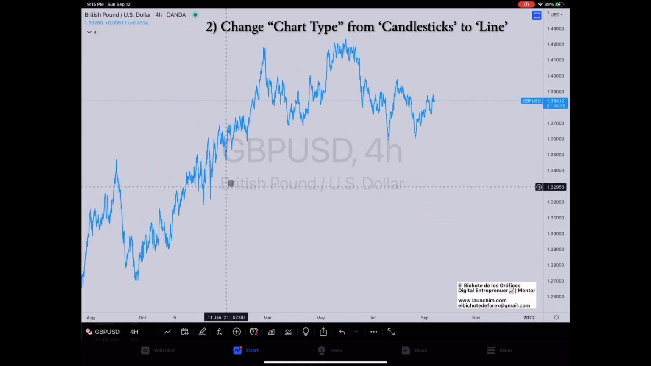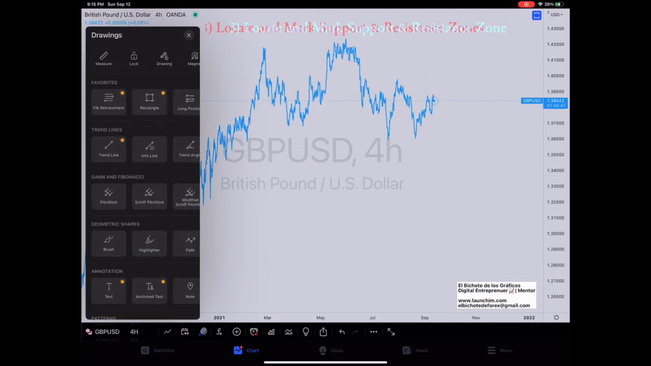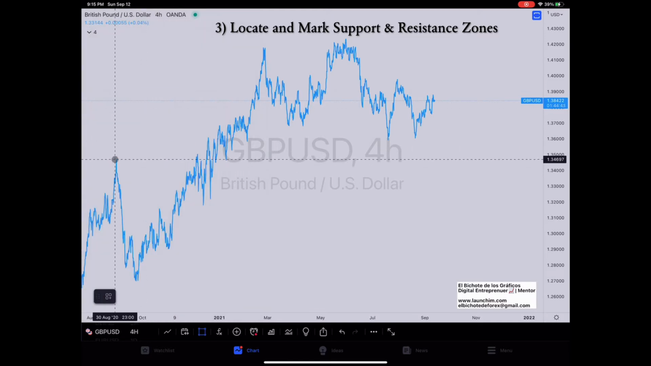Next, you want to change the chart type from candlesticks to line. What that does is it kind of eliminates the noise for you, because candlesticks show you extreme highs, extreme lows. The line only shows you true price action. And that's very key because you want to find high probability zones. Next, you want to locate support and resistance zones. So we're going to go ahead and start out with the resistance zones.